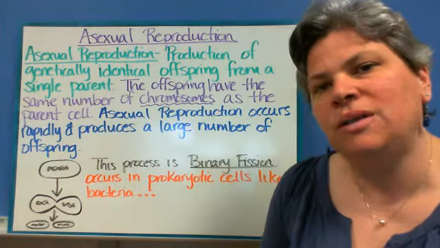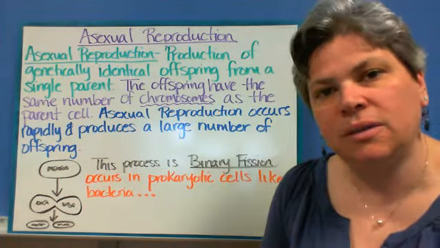So let's go through and look at the different types of asexual reproduction. The first one, so I'm trying to draw a bacteria for you. The process is called binary fission. Fission meaning to split, bi meaning two, so it literally just splits in two. Generally, this occurs in a prokaryotic cell, like bacteria.